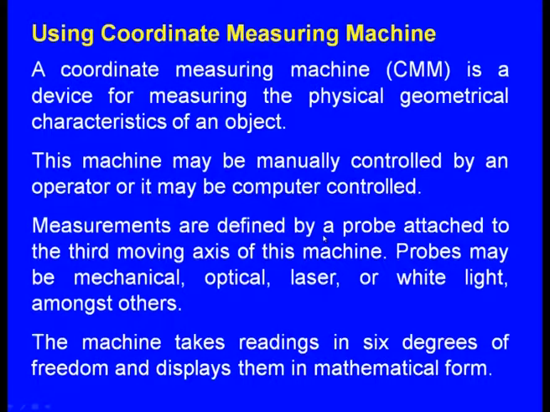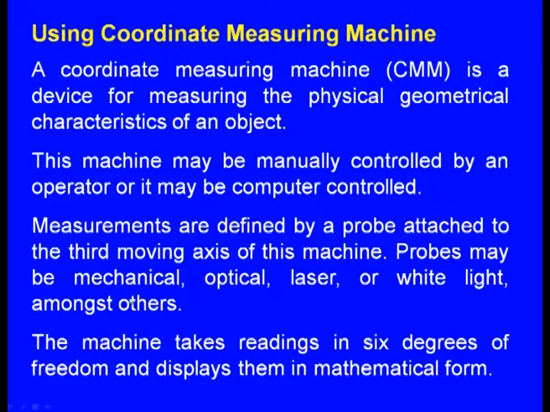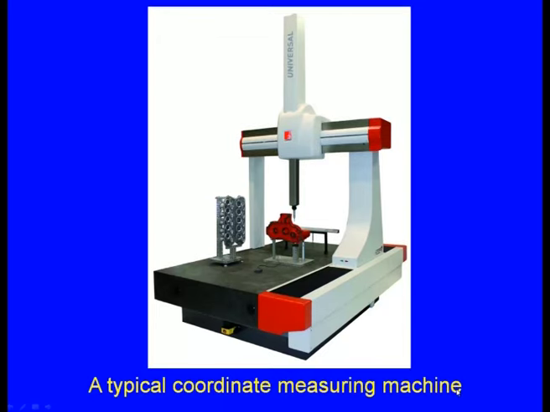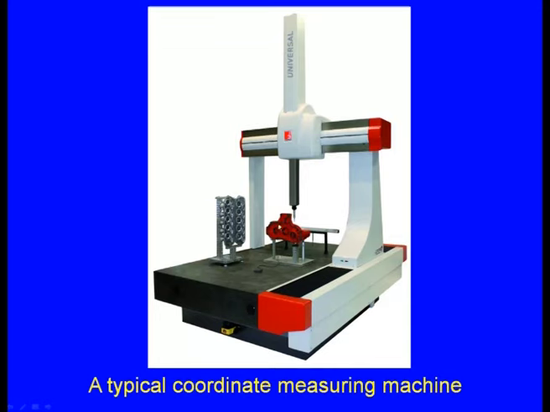Measurements are defined by a probe attached to the third moving axis of this machine. Now, what about the probe? Probes may be mechanical, optical, laser or white light amongst the others. The machine takes readings in 6 degrees of freedom and displays them in mathematical form. So, here we can see a typical coordinate measuring machine. This is the probe and this is the component. So, this component's dimensions are being examined.